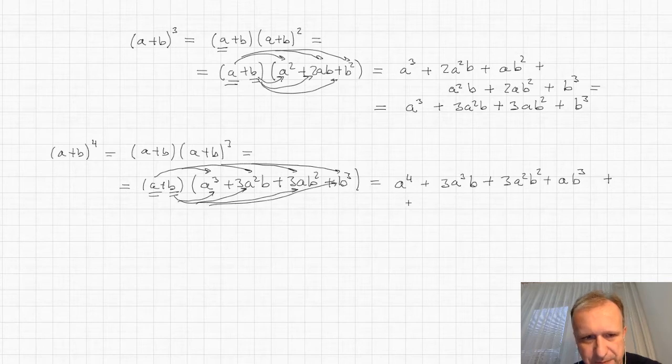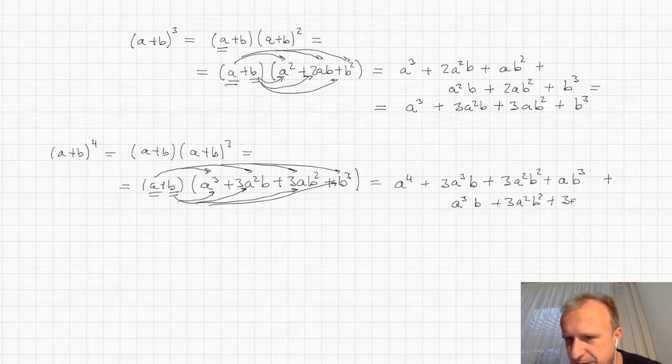So it's b times a cubed, I will write it below this, so it's a cubed b just once, plus b times this is 3a squared b squared, plus b times this is 3ab cubed, plus, and b times this term is b to the power of 4.